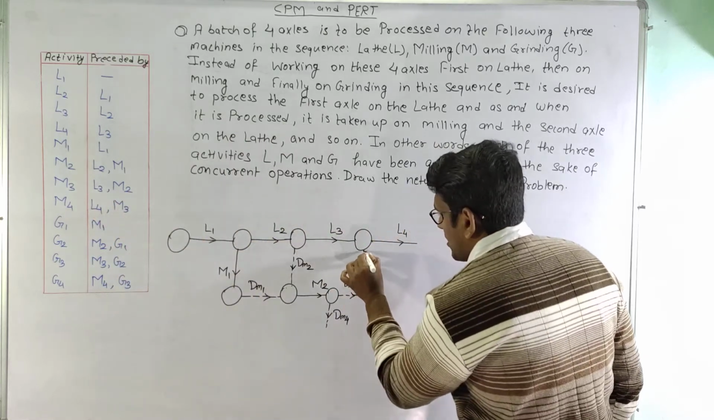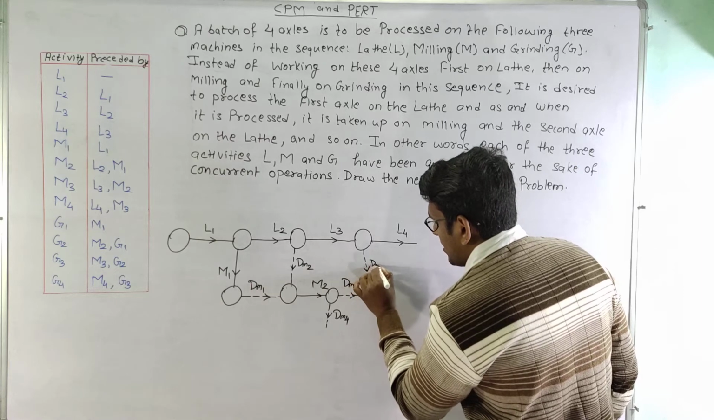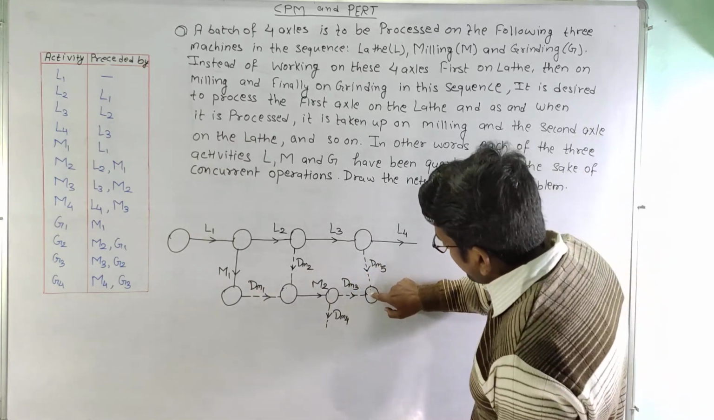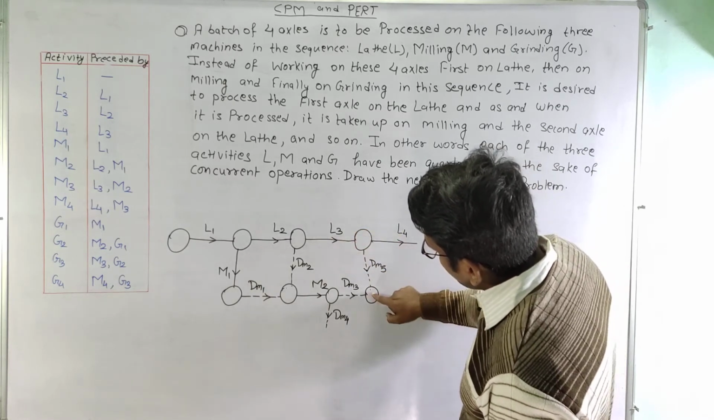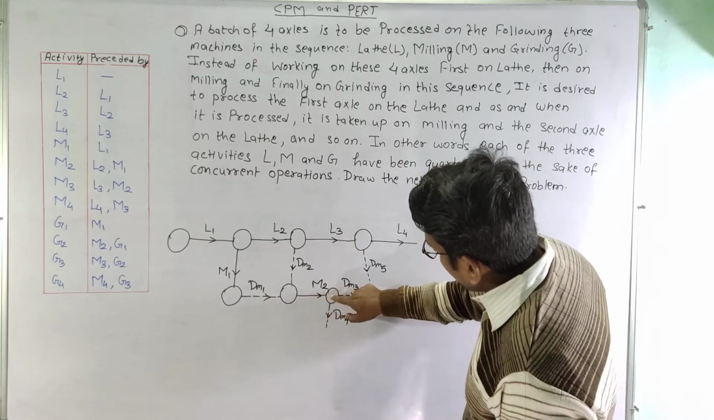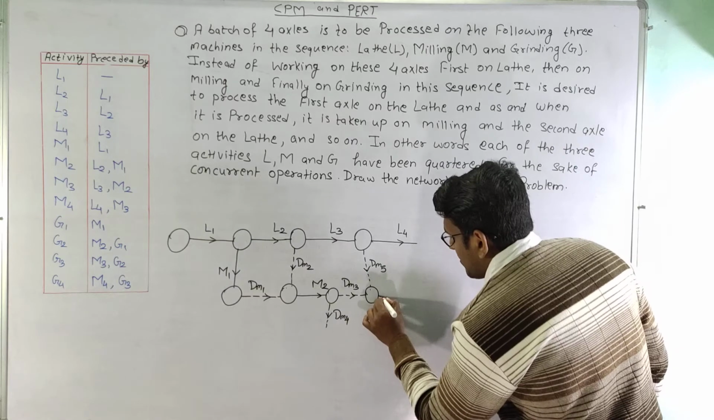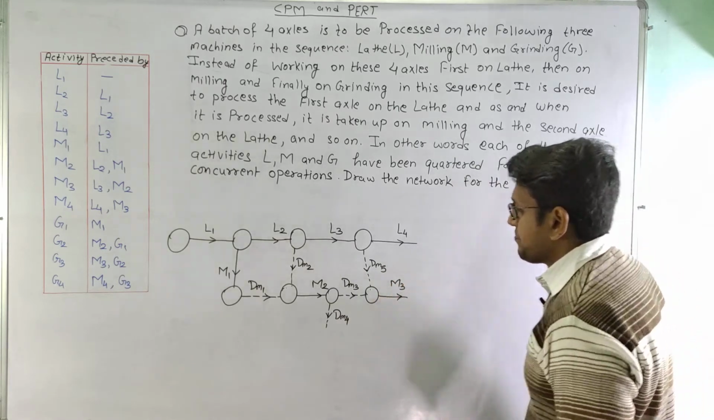Now for M3, it is between L3 and M2. So we will draw another dummy activity from L3. This is DM5, dummy activity number 5. So at this particular node, we can see that activity L3 has been completed and activity M2 has been completed. So we can start activity M3 from here.